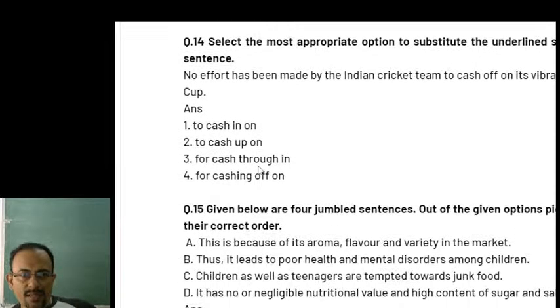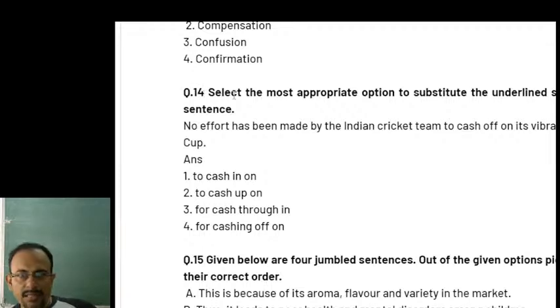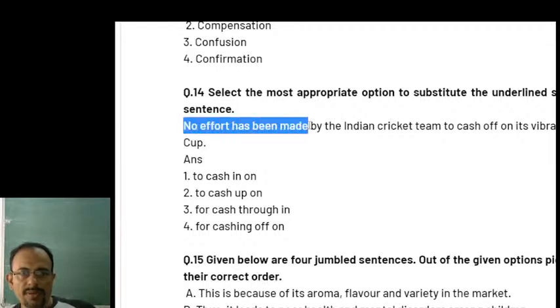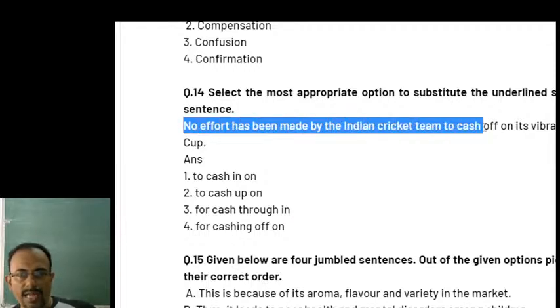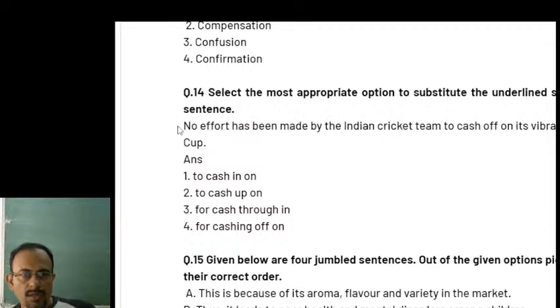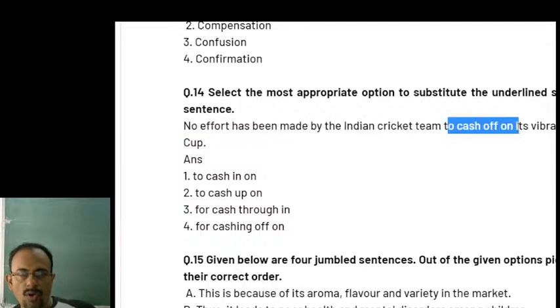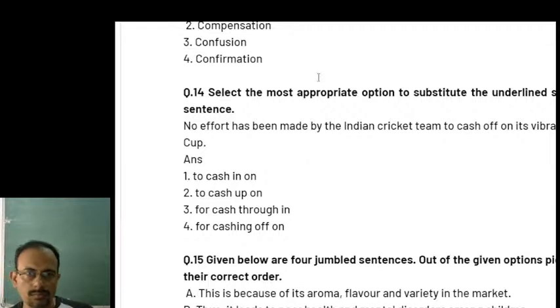this type is very important, you tell me. Select the most appropriate option to substitute the underlined segment in the given sentence. Like, no effort has been made by the Indian cricket team to cash off on its vibrant image in the World Cup. So, what do you think should be the answer of this?